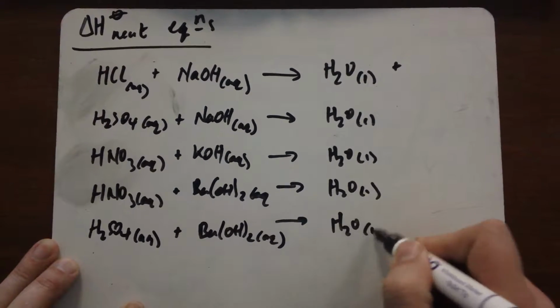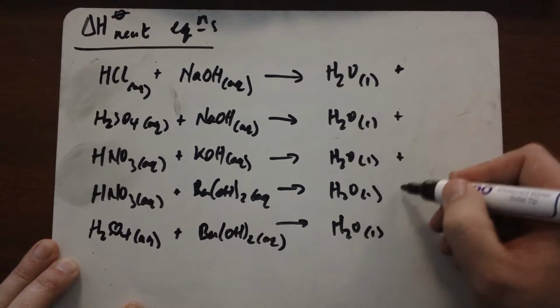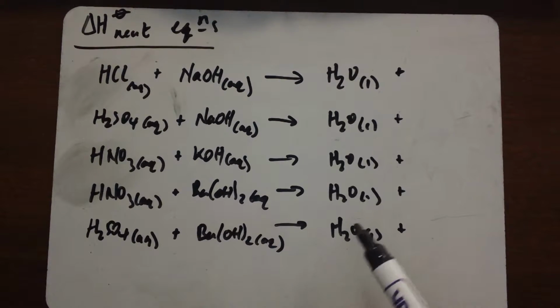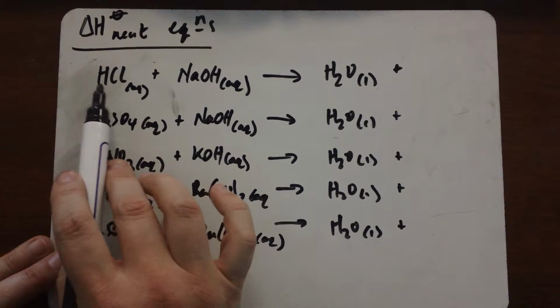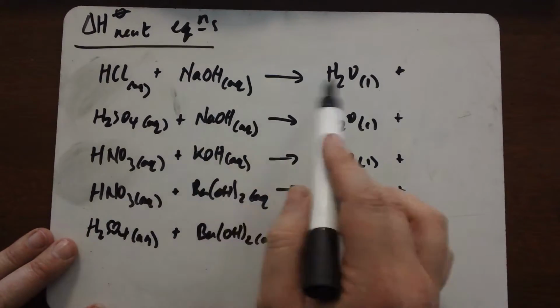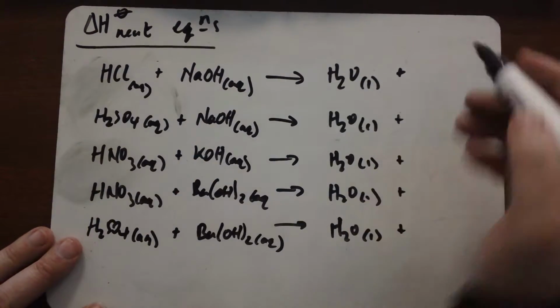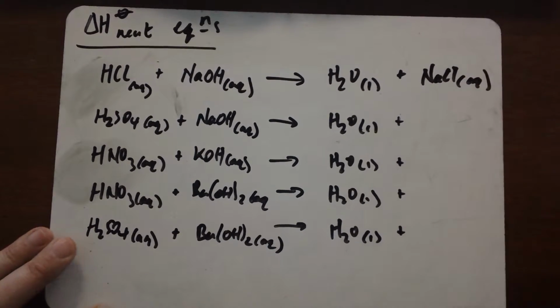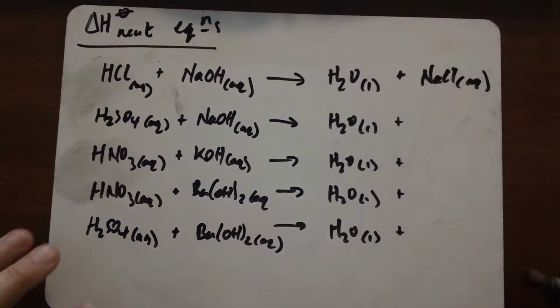So the easiest way to do it is basically just predict what the name of the salts are going to be, and then just make sure that you're forming 1 mole of this. So HCl, monoprotic, monobasic, nice and easy. Water's formed, so the OH combines with the H, so we're left over with NaCl. Now unless you're told differently or you know differently, we'll just assume it's aqueous, so sodium chloride aqueous.